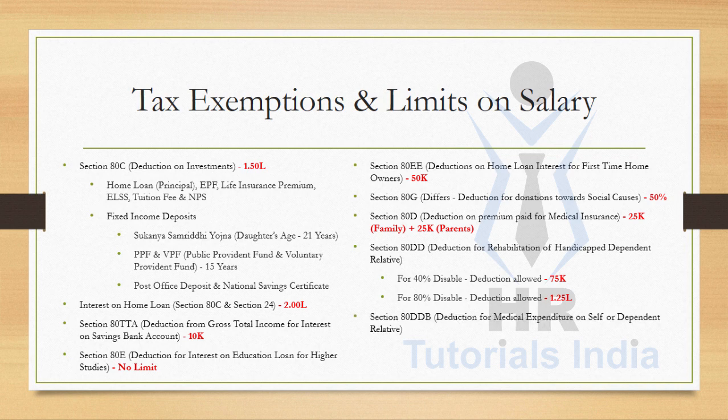Section 80DDB, deduction for medical expenditure on self or dependent relative. The actual amount paid for medical treatment is up to 40,000. For senior citizens aged between 60 years to 80 years, the limit is 1 lakh. So dear friends, hope you understood the different types of tax exemptions and their limitations on salary.